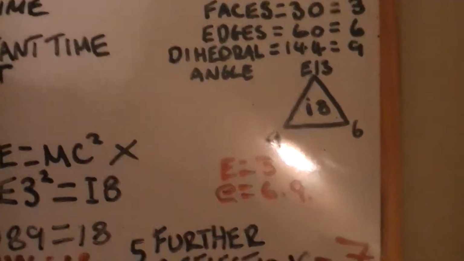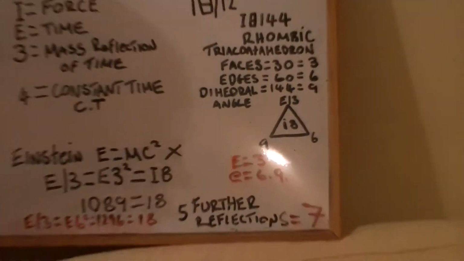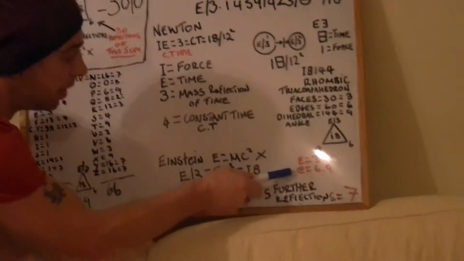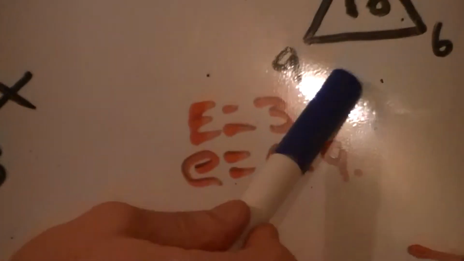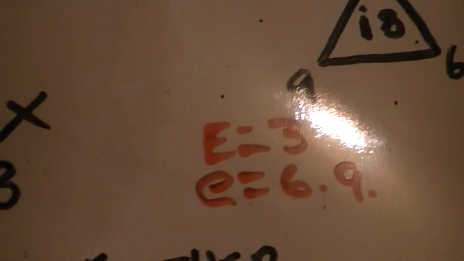E equals time. 3 is the reflection. Now, to show you why 6 and 9 are also the reflection of time, look at this. Capital E is a 3, easily. Lowercase is a 6 and a 9. And of course the 6 and the 9 also reflect each other. So time equals 3, 6, 9, or 18 as a total, I8.